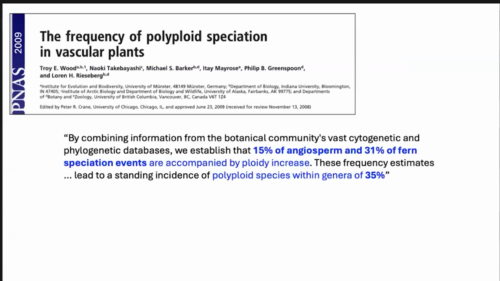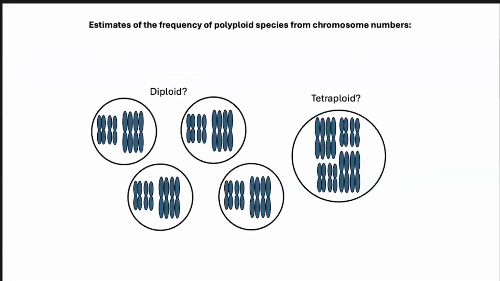And more recently, people have taken even more data as more have accumulated. In 2009, Mike Barker is on this paper when he was still a postdoc with Loren Rieseberg, as I recall. But anyway, combining information, we see basically about 35% of plants that are apparently polyploid species. And this is calculated from a 15% rate of speciation events that involve multiplication of the genome in flowering plants. Okay, so it gets a little more complicated when you have high numbers but no low numbers, right?